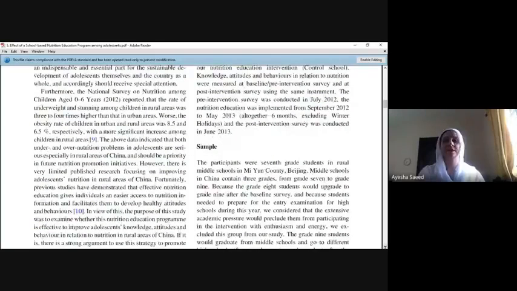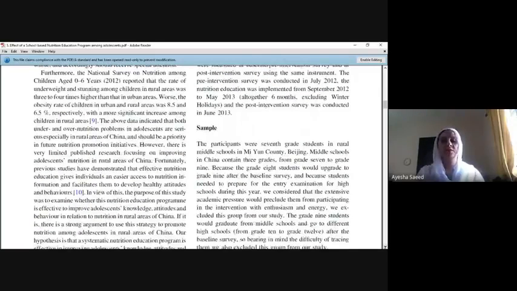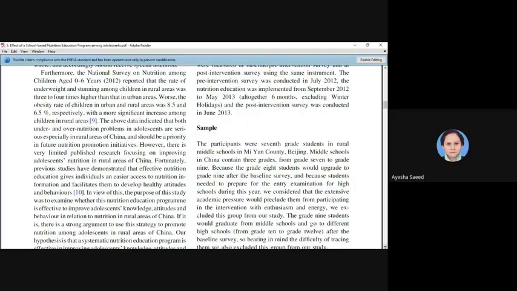So, although the study was only assessing the impact of nutrition education on only knowledge, attitudes, and behaviors, that is a short-term measurement of a program, it expanded its post-test to 1 year. The samples were seventh grade students in those schools.